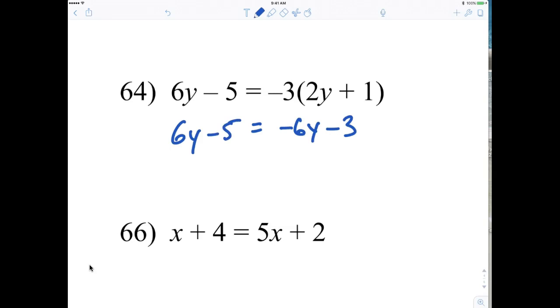Now let's combine the terms. So I'm going to move the -6y over, and it's going to become a 12y equals 2. Yes, ma'am. So whenever you move something over to the other side, the sign becomes the opposite.